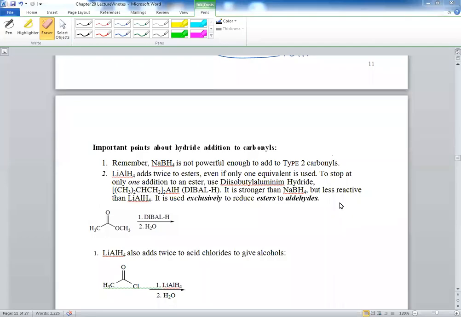There are important points about hydride addition to carbonyls that we need to remember. Number one is that sodium borohydride, NaBH4, is not powerful enough to add to type 2. Type 2 is the ester, the acid chloride, the carboxylic acid, etc. It can only add, remember, to aldehydes and ketones.